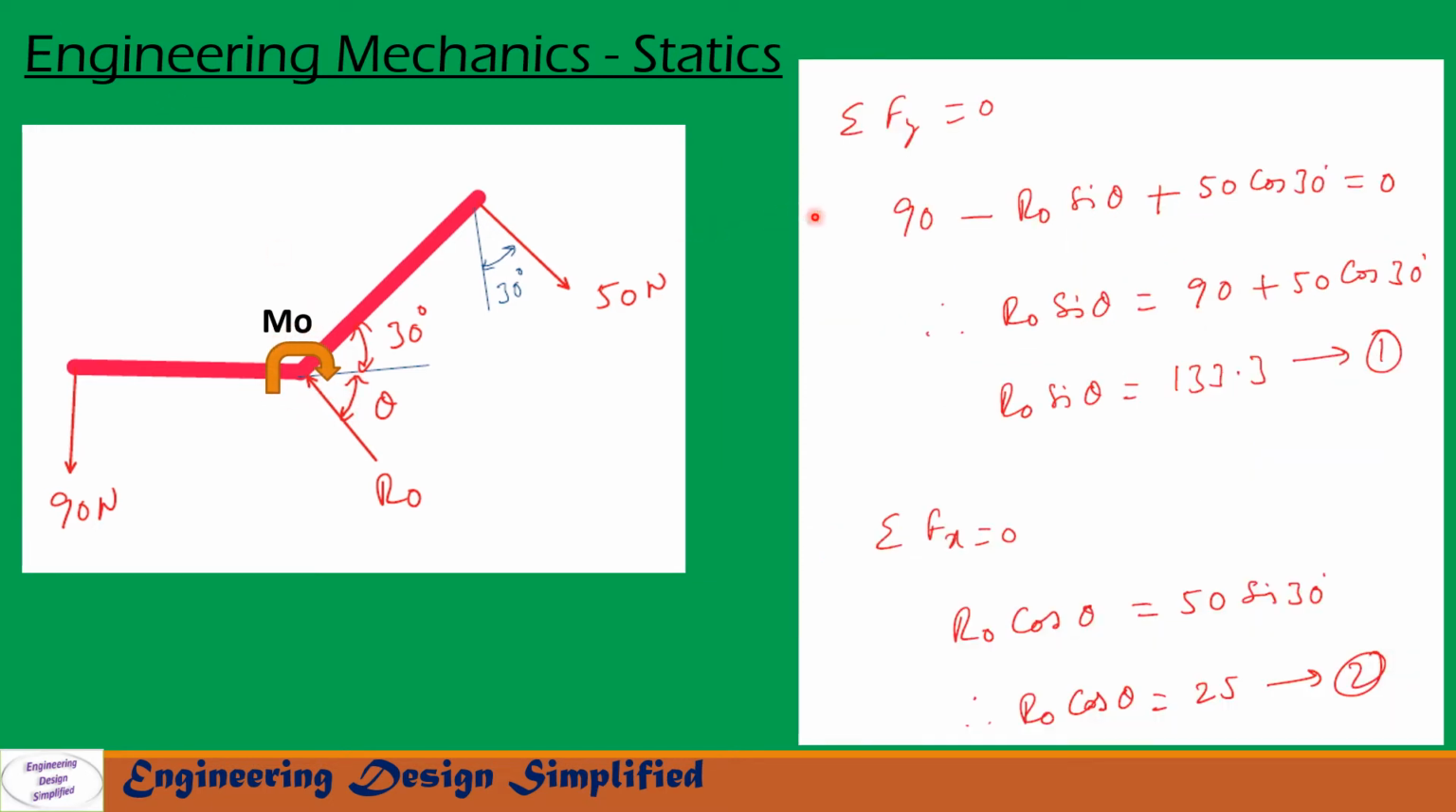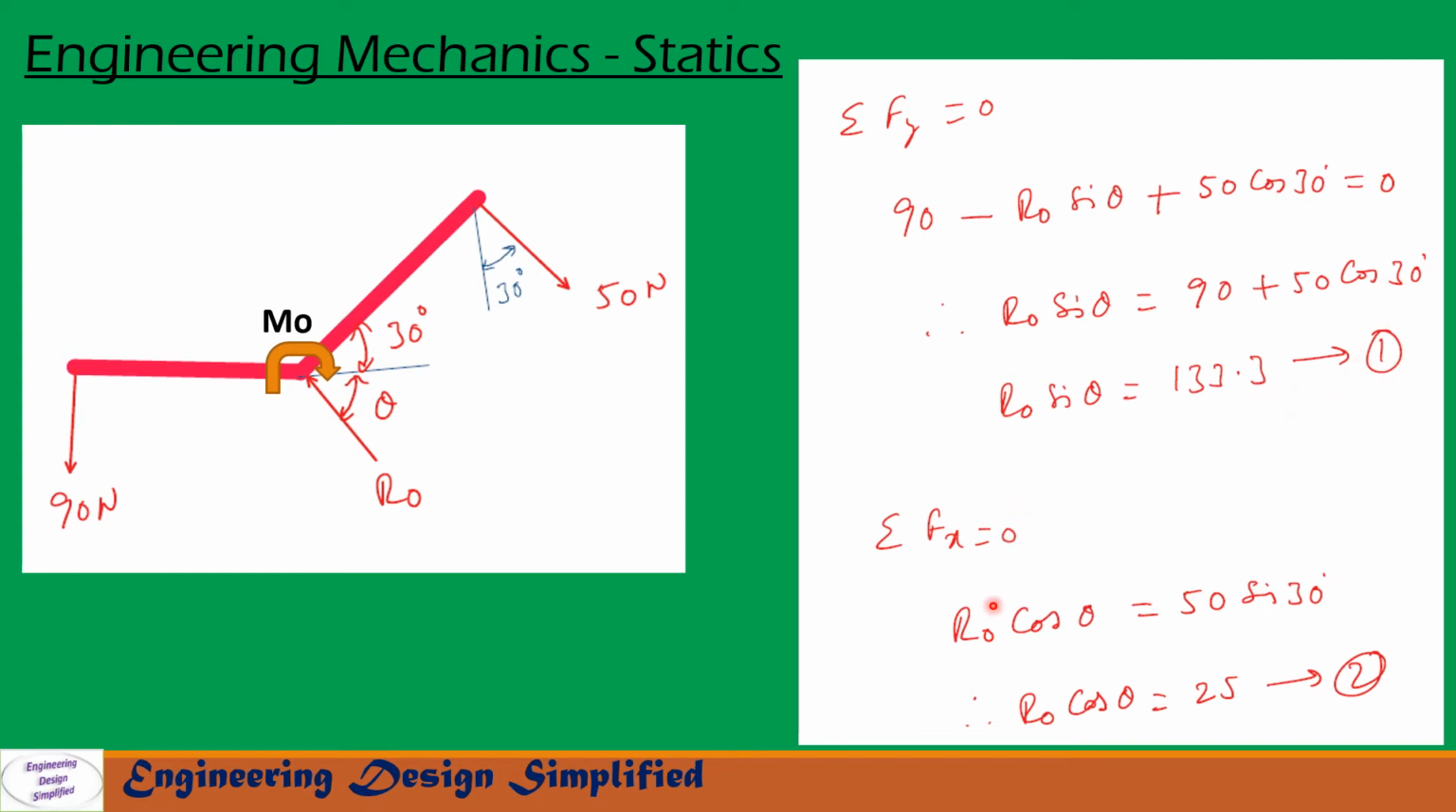First let us resolve forces along y, that is vertical. So sigma Fy equal to 0. So here the vertical force 90 minus Ro, and its vertical component is Ro sin theta, plus this is a 50 newton force and its vertical component is 50 cos 30, that equal to 0. So from this after simplification we get Ro sin theta equal to 133.3. Let us call that equation 1.